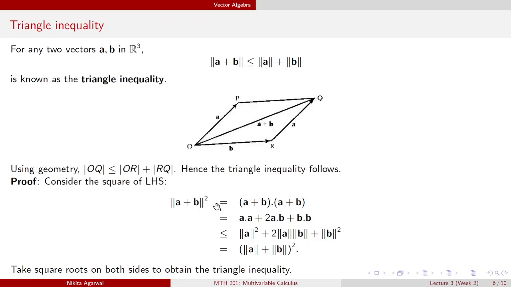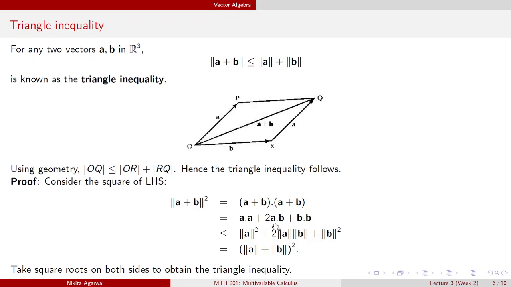So what is the norm square of a vector? It's the vector dot product with itself, right? Now, if you use distributivity, you get A dot A plus B dot A plus A dot B plus B dot B. But A dot B is equal to B dot A, therefore you get this term.